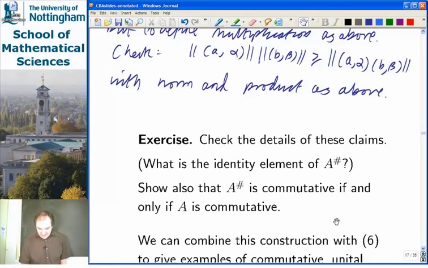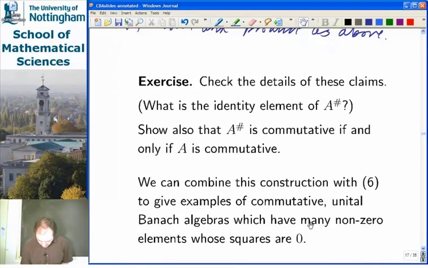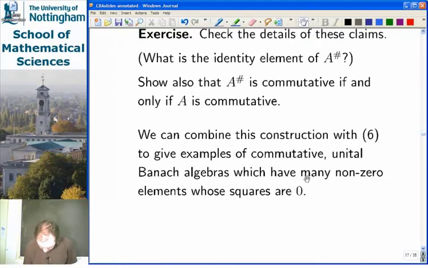What's the identity element? Okay, so combine the previous two examples and you get lots of Banach algebras where you can have non-zero elements whose square is 0. You can't do that with functions. If you square a function and get 0, then the function must have been 0 in the first place.